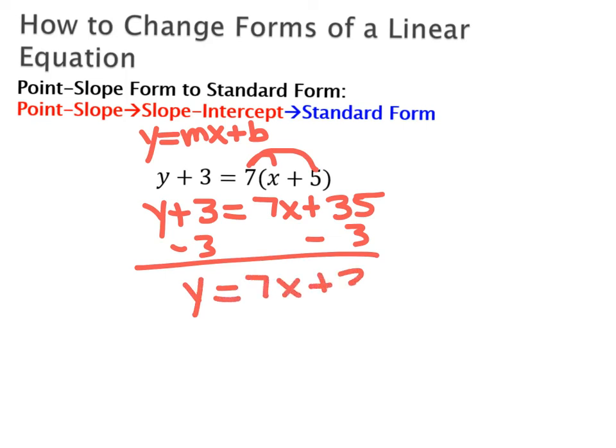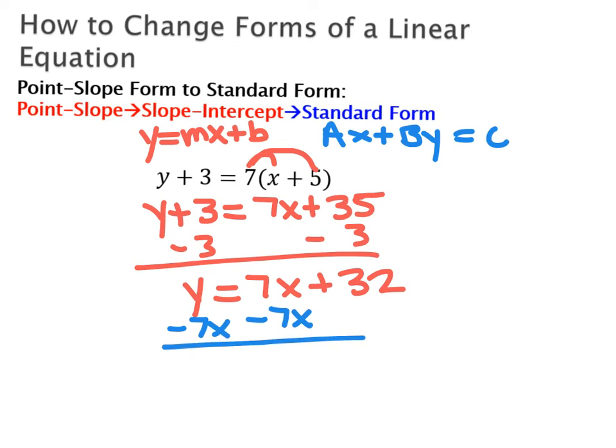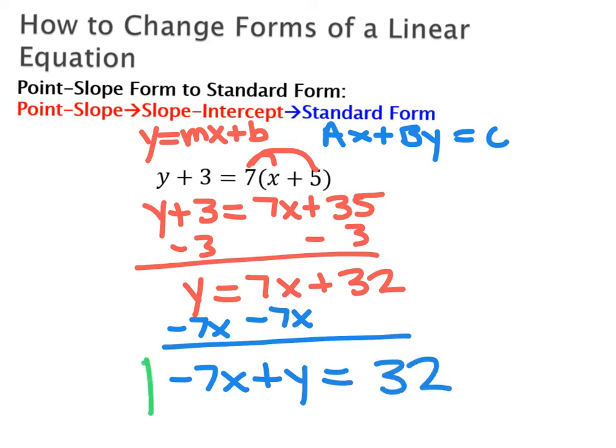7x plus 32. Now the last part of changing into standard form is that standard form is ax plus by equals c. So essentially x and y both need to be on the left side of the equation. So in order to do that, I could subtract 7x from both sides. So it'll give me negative 7x plus y equals 32. And that would be my final answer.